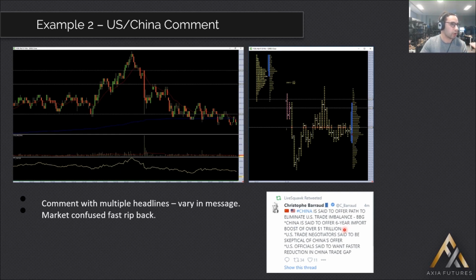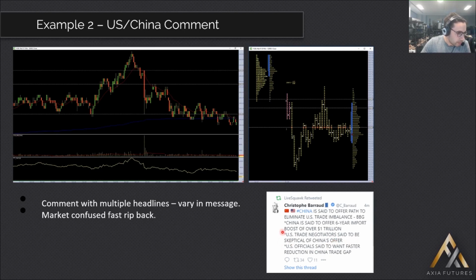I haven't got the ladders of the BTPs in this instance, sorry, not the BTPs, the S&P, but the S&P blipped up off my page, and just instinctively I sold one relatively heavy clip in the Bund, which we'll see in the recording going forward, as I felt it was the best market to be hitting after the S&P. But this comment had subsequent parts to it, and the final part, which was said, was US trade negotiators said to be sceptical of China's offer.